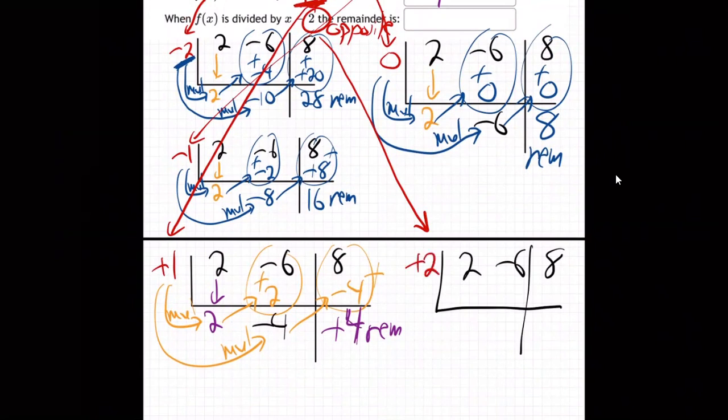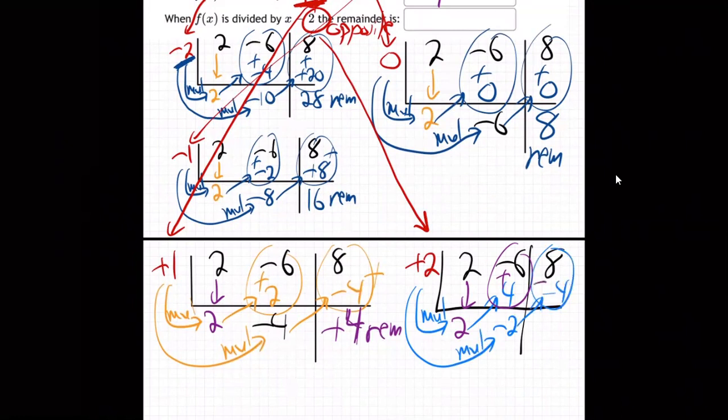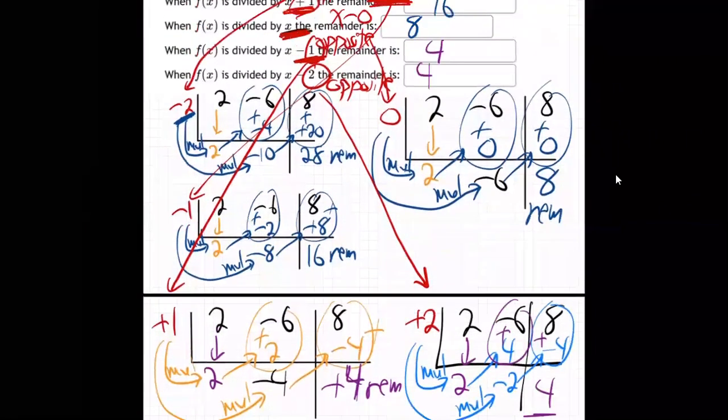So then let's carry it out, bring it down, 2, multiply it around. 2 times 2 is 4. Add them up. That's going to be negative 2. And then multiply it around. 2 times negative 2 is negative 4. Add them up. 8 minus 4 is 4. 4 is the remainder. So there we go. It's the same remainder we got last time.